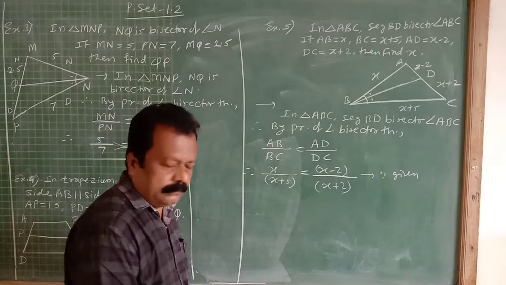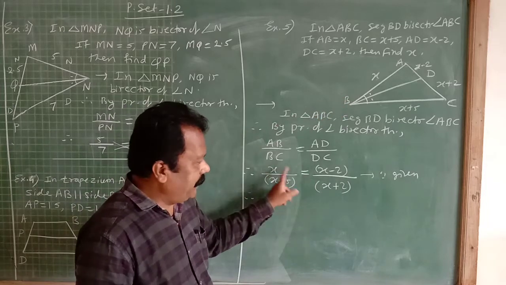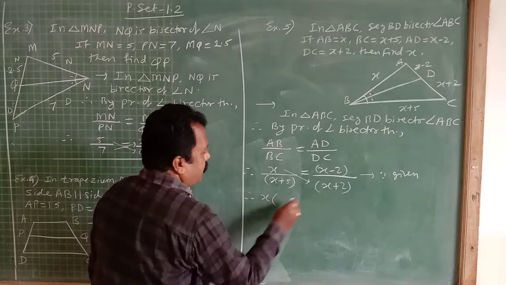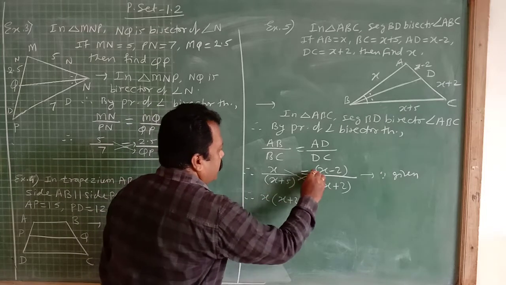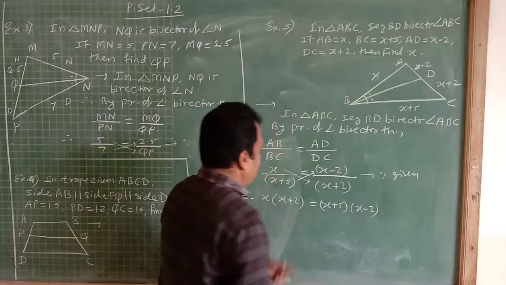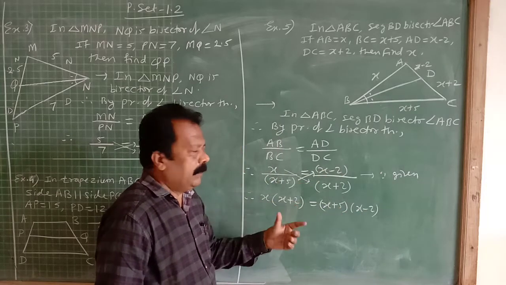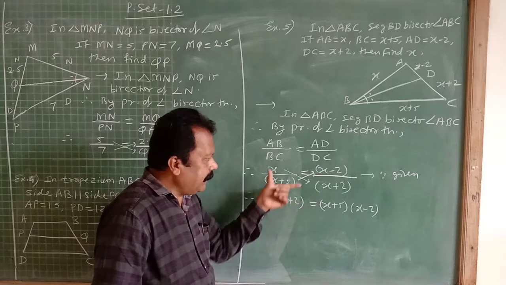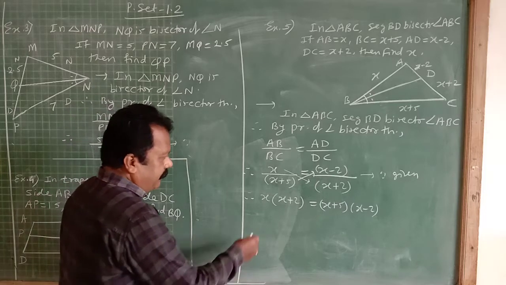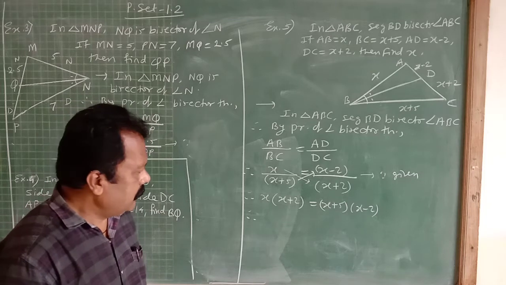Now again, you have to find the value of x. So take cross multiplication. X into x plus 2, and this cross take at right side, x plus 5 into x minus 2. This cross take right side, this cross take left side. Nothing will happen here; you have to find only the value of x. So don't worry. In standard 7 and 8, both standards, we have studied this.